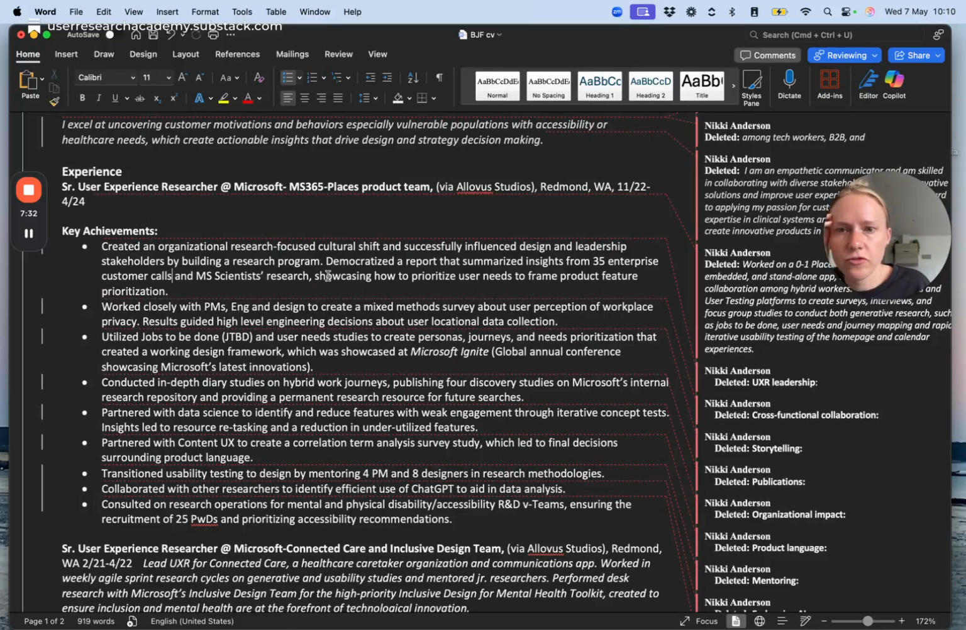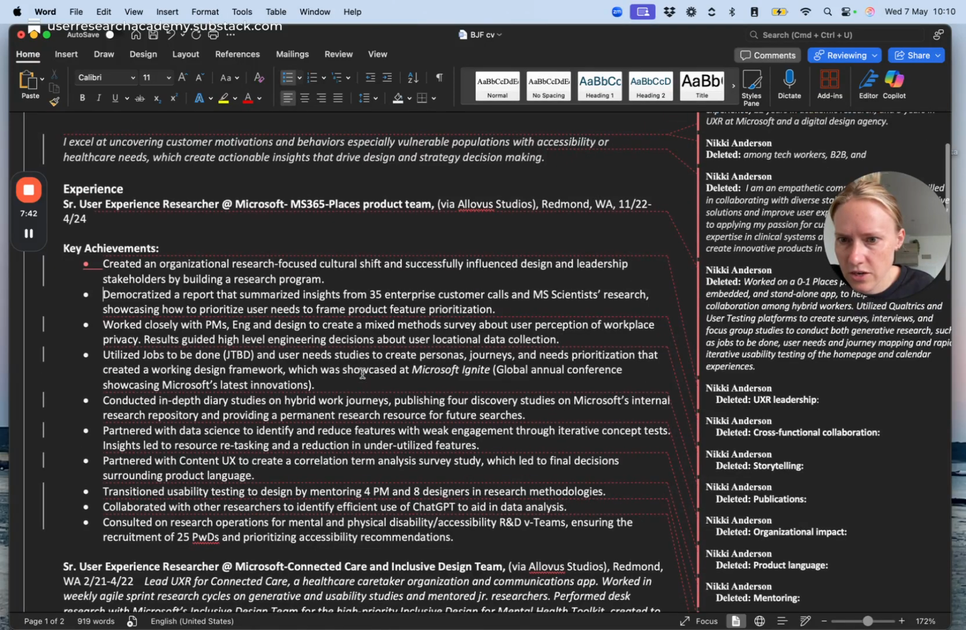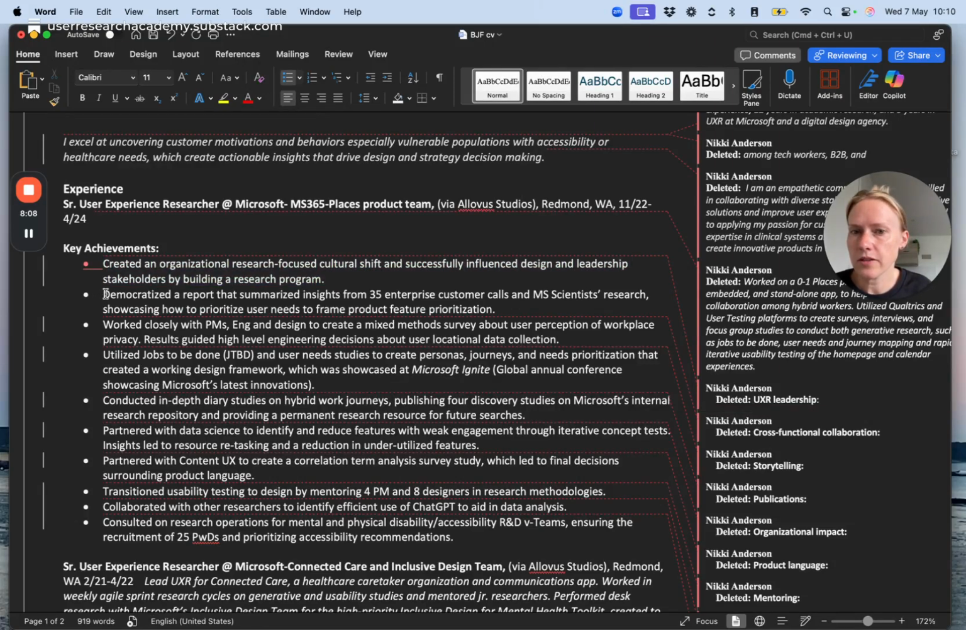So we've talked about how each bullet point should be a sentence, so taking out anything that is not. Okay, cool. That seemed to be the only one. And not saying things that are obvious or job description-like. So: "Created an organizational research-focused cultural shift and successfully influenced design and leadership by building a research program." This doesn't say anything that is unique to you. I assume that as a senior user researcher, you should be able to do this.